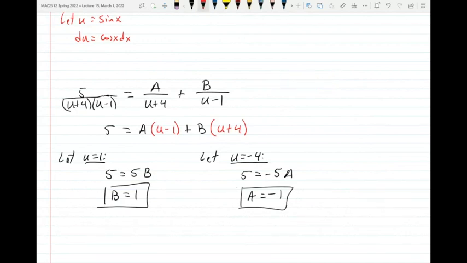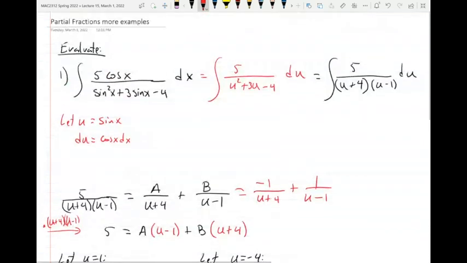All right, so that means this here is equal to... I put this in the wrong place. What I did was I multiplied by u plus 4, u minus 1. So what we found is that this equals negative 1 over u plus 4 plus 1 over u minus 1. Yes? All right. So now we come back and finish our integral.